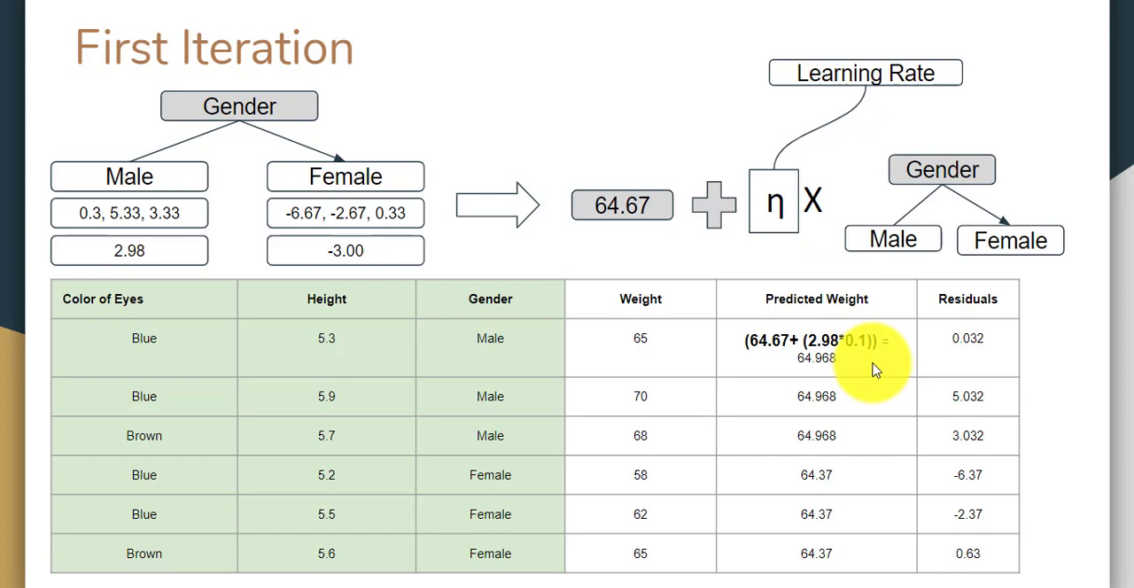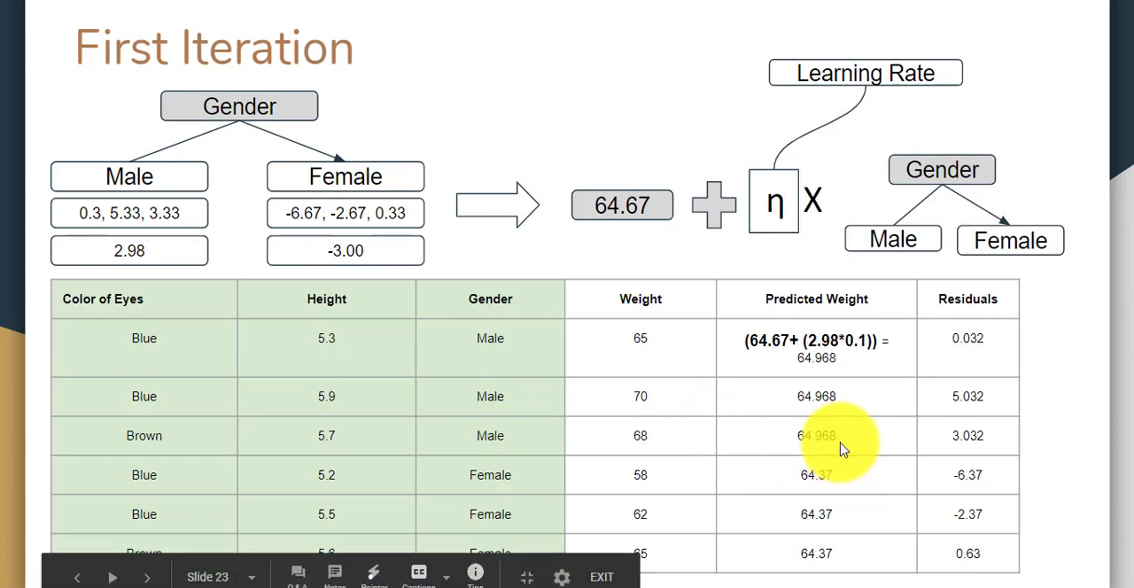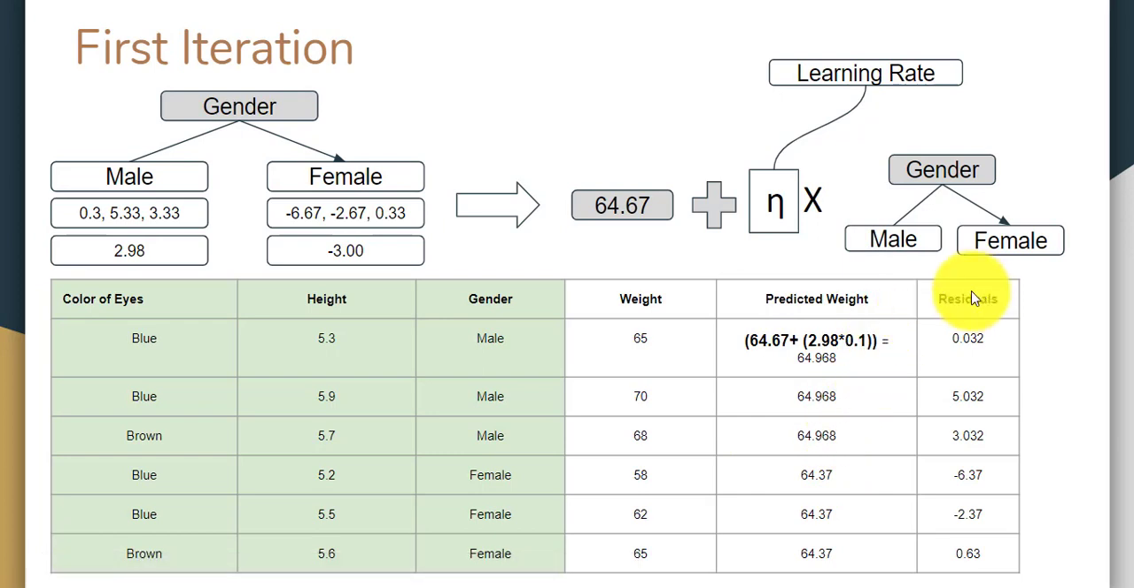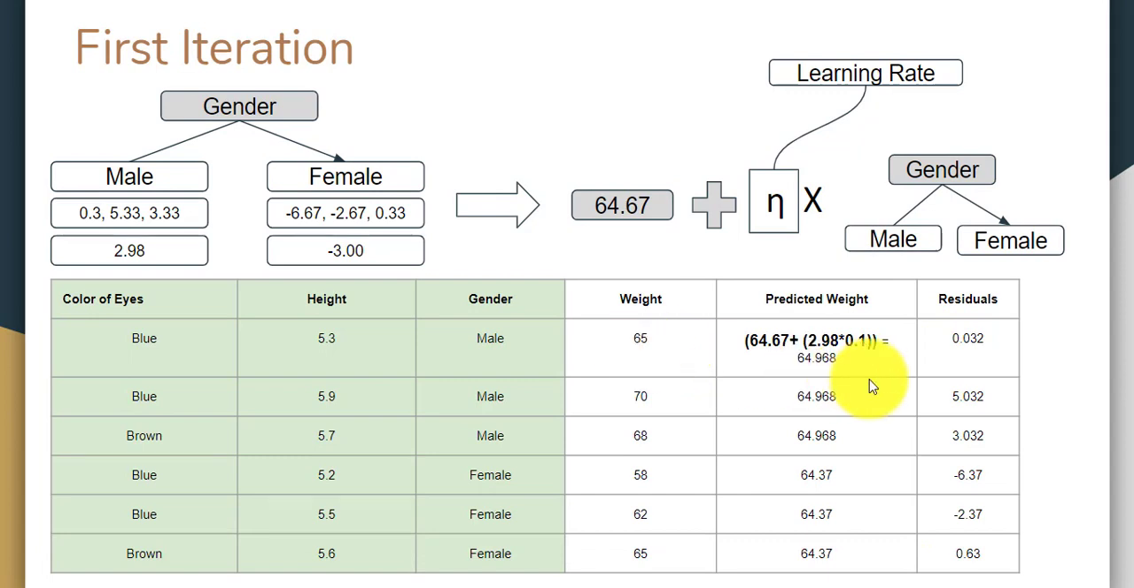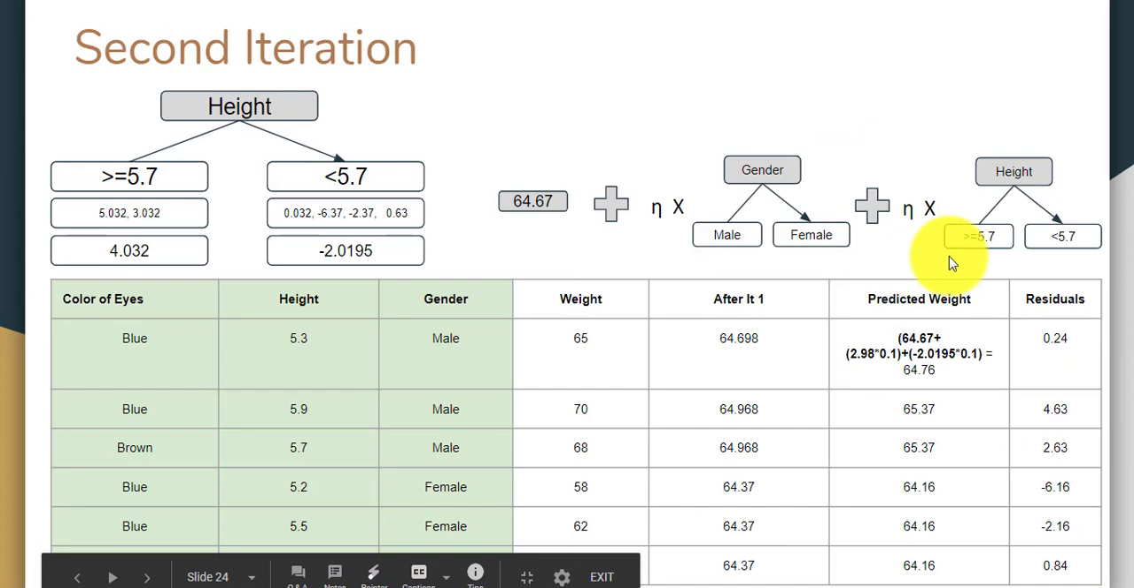So 64.67 plus 0.298 will be my new prediction for males. Similarly for females, it would become 64.67 minus 0.3, right? So basically I have combined these two quantities multiplied by eta over here. Now I can calculate the residuals again, which are 65 minus 64.968, 0.032, 70 minus 64.968, 5.032, and so on, right?